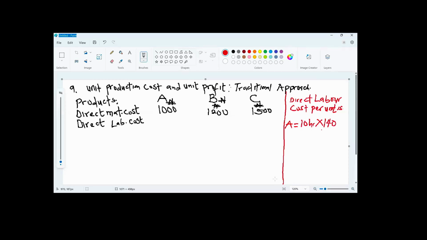That will give us 1,400. For product B, we require 8 labor hours. Rate per hour of labor is 140. Please multiply. That gives 1,120.